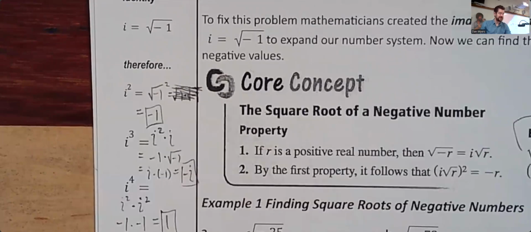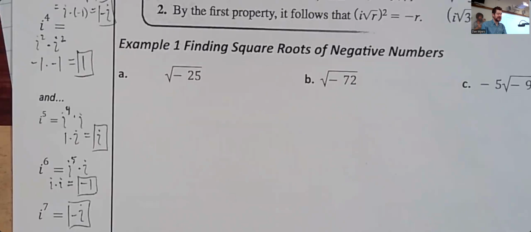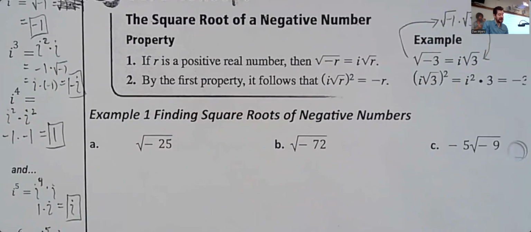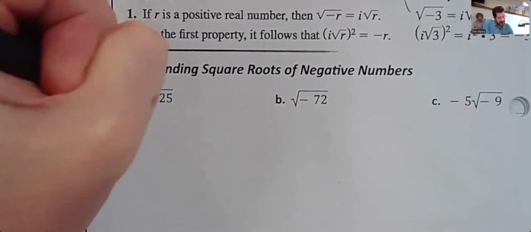All right, let's do some simplifying here. We'll be able to practice this as we go through. So A, square root of -25. Let's go and expand that real quick. That would be the square root of -1 times the square root of 5.